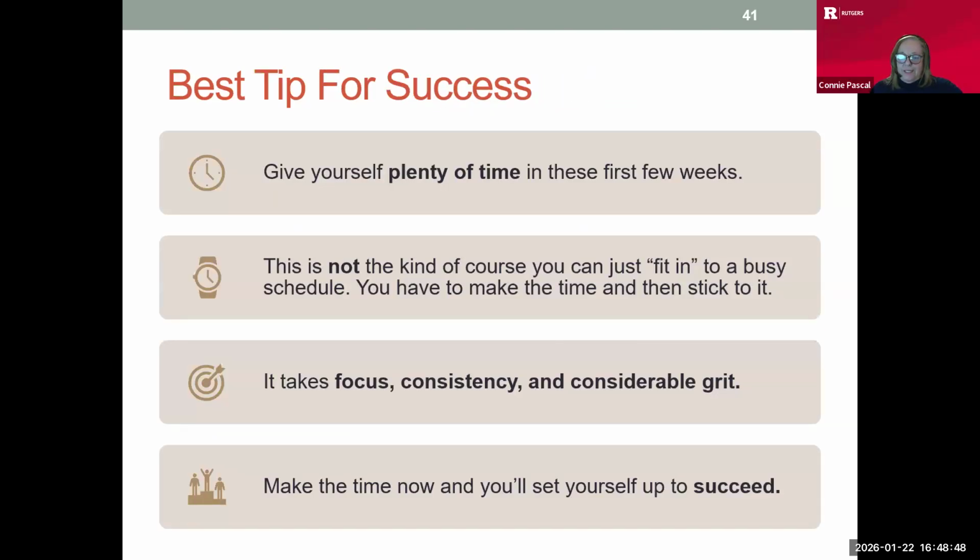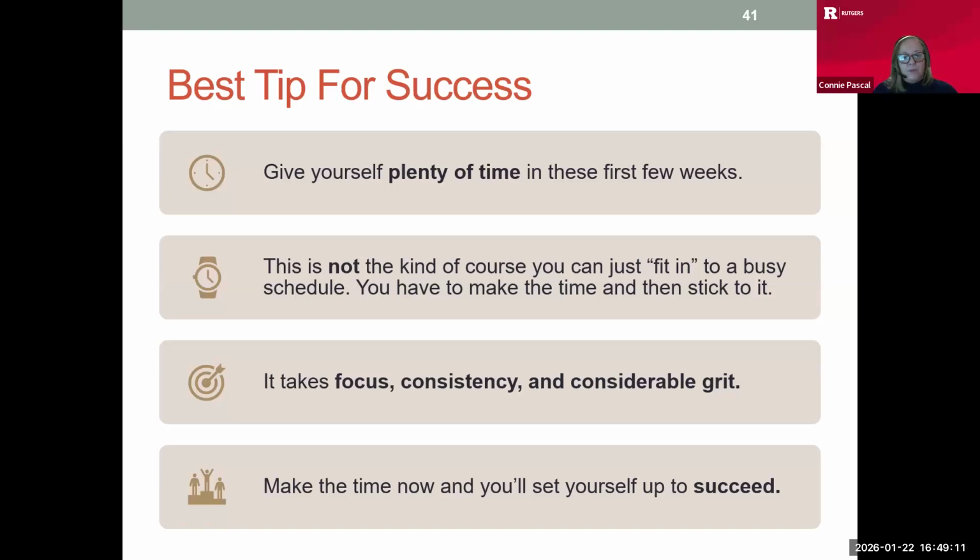Best tips for success. Give yourself plenty of time in these first few weeks. It's, again, not a class that you can just do here and there. It requires some concentration, it requires some grit, and some momentum. So it's not the kind of course you can just fit into a busy schedule. You have to make time for it. You have to stick to it.